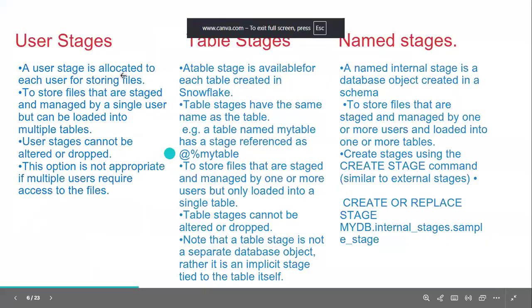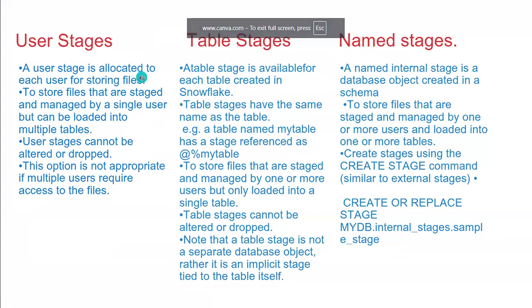Okay, so the user stage is allocated to each user for storing files. It stores files that are staged and managed by a single user, but can be loaded into multiple tables. In the user stage, only a single user can access that stage, but whatever files are available in it, he can load into multiple tables. User stages cannot be altered or dropped. This option is not appropriate if multiple users require access to the files. So you cannot provide access to this stage to multiple users. Only a single user can access this.